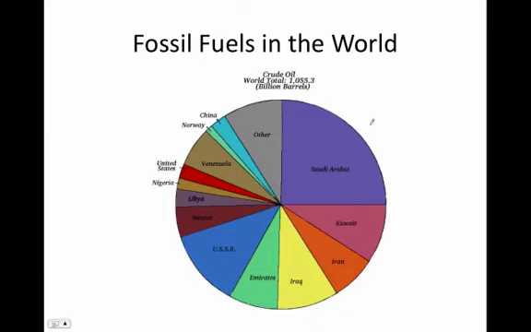Just to put things in perspective, here's a graph showing you the amount of crude oil around the world based on countries. So Saudi Arabia, Kuwait, Iran, Iraq, Russia, and so on.